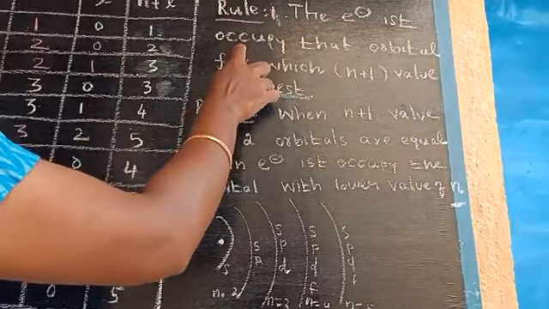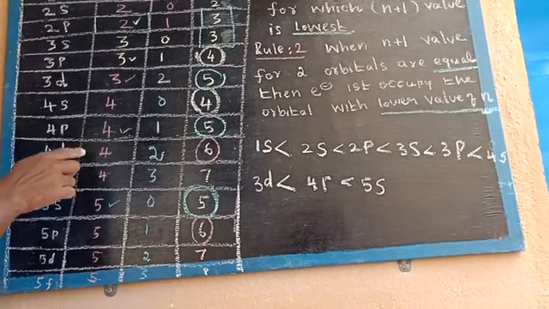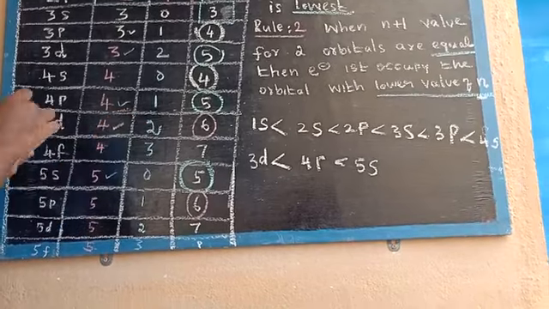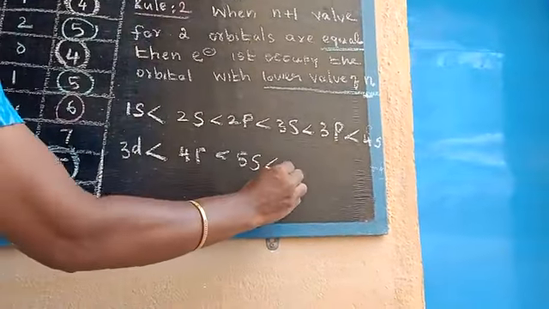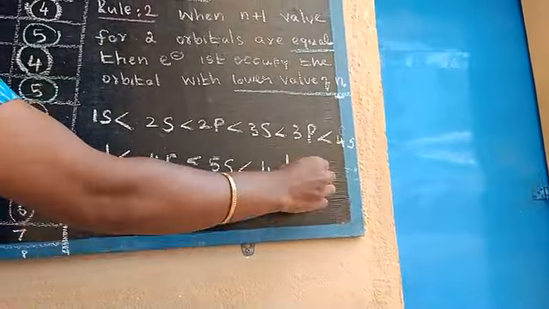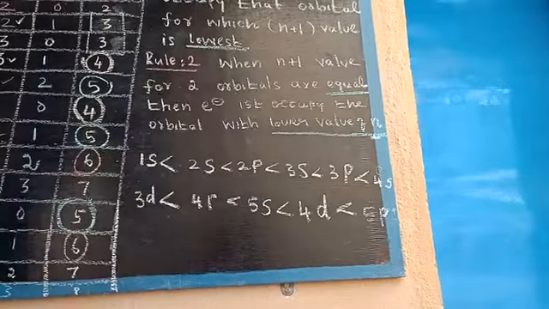So next one 4p. Next 5s. Are you clear, children? So next take the sixth one, 6s as well as 6p. So here n value 4, here n value 5. So first write this one, 4d. Okay, 4d. Next here 5p. So this is the way to write the orbital.